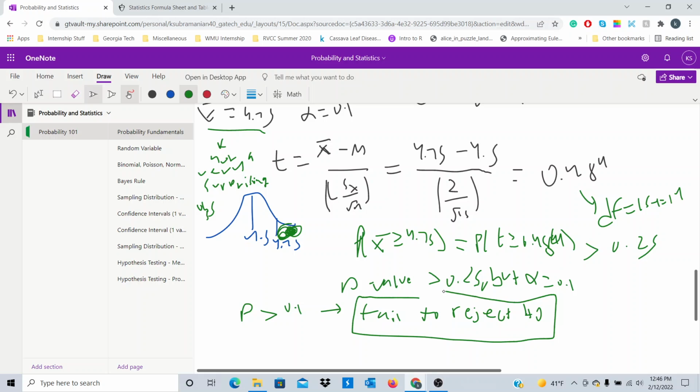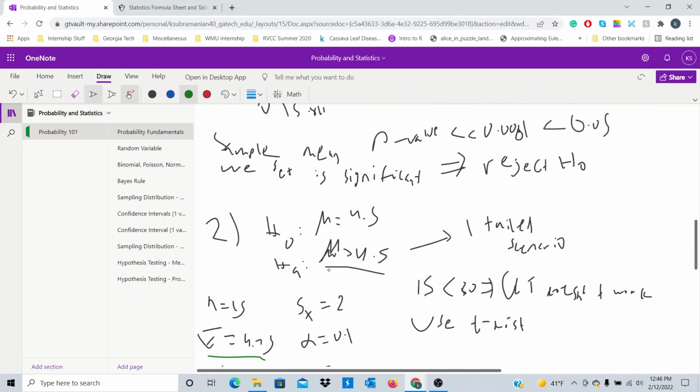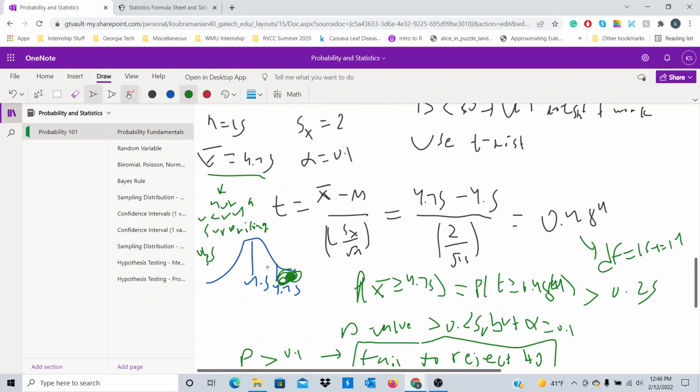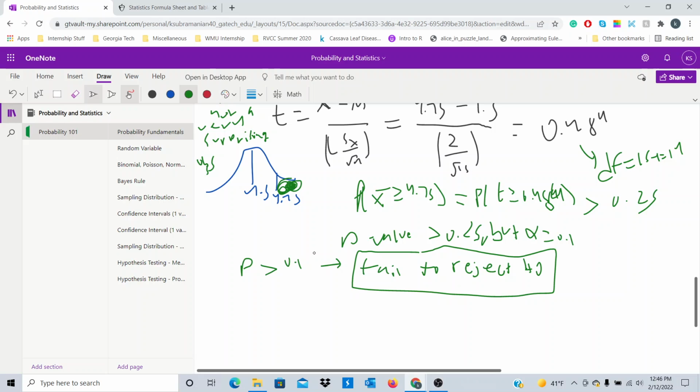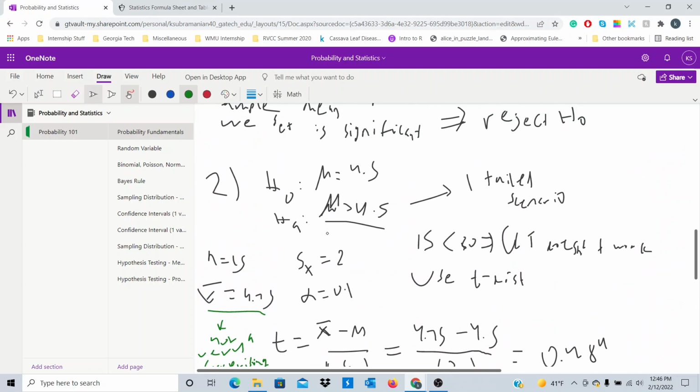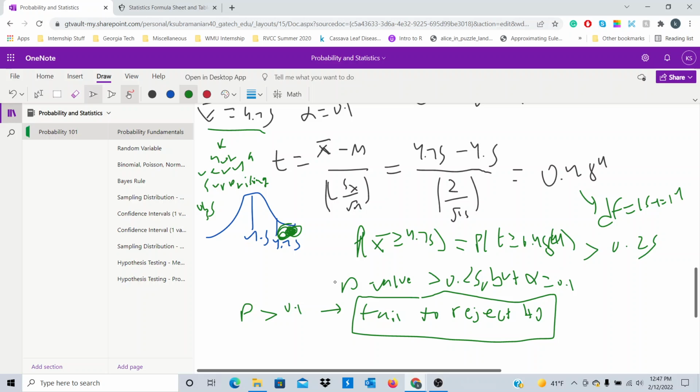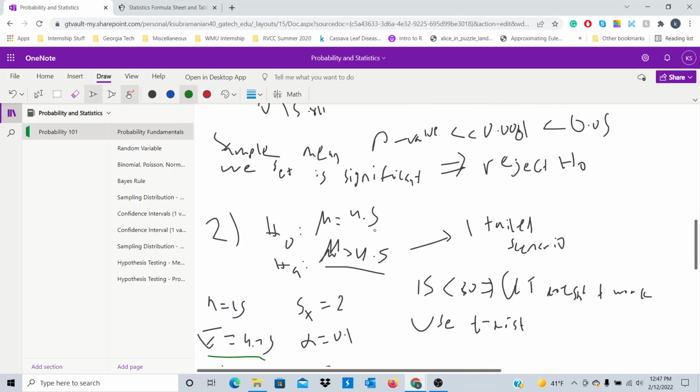Now, failing to reject H naught is not the same as accepting it. Let me repeat that. Failing to reject the null hypothesis is not the same as accepting the null hypothesis. We don't actually know if the null hypothesis is inherently true. What we can say is, do we have enough evidence to doubt the null hypothesis? And in this case, since we failed to reject the null hypothesis by getting a p-value that's above 0.1, we don't have enough evidence to doubt the null hypothesis.